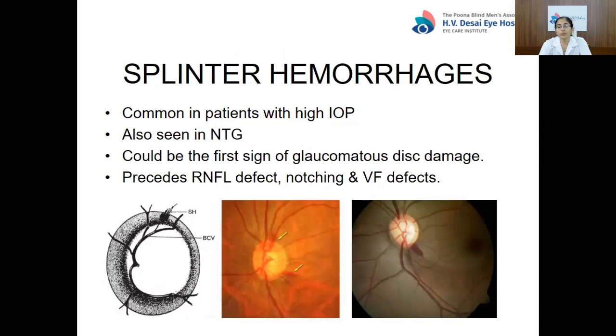Splinter hemorrhages near the margin of the optic nerve head are a common feature in glaucoma. They may come and go, so that they may be seen in one visit and are gone in the next visit. Disc hemorrhages are an important finding as they may precede nerve fiber layer defects, notching, and visual field defects. They are associated with periods of high IOP, but can also be seen in normal tension glaucoma. If a new disc hemorrhage appears in a known glaucoma patient, it means the disease is out of control and may lead to progression.